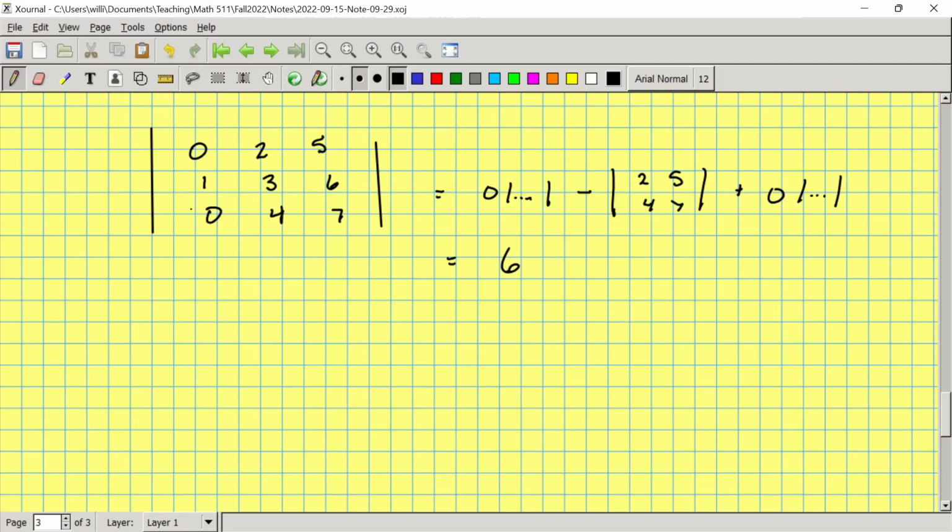Okay, let's try that again. Let's write a 3 by 3. What's the determinant? I claim it's negative 20. You could even write on the paper.